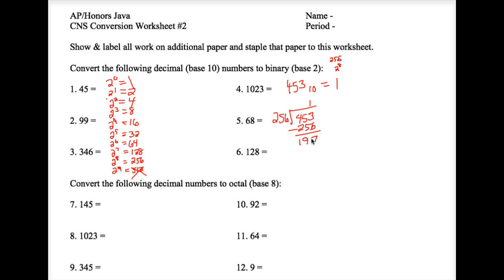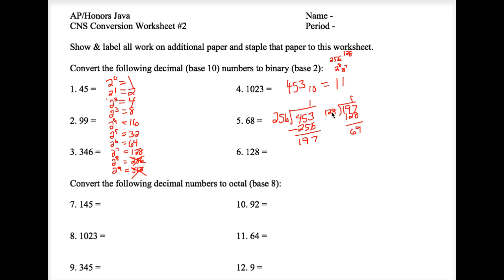And now with the remainder, we start a new long division problem, and we divide the next biggest power of 2 that we can fit into 197. Well, 128 does divide into 197. It divides in one time with a remainder of 69, and this 1 is put into our final answer, in the 2 to the 7th column, which is the 128th column.